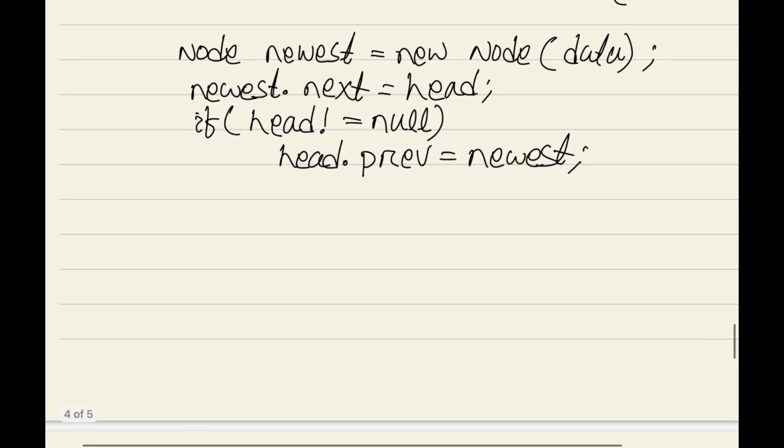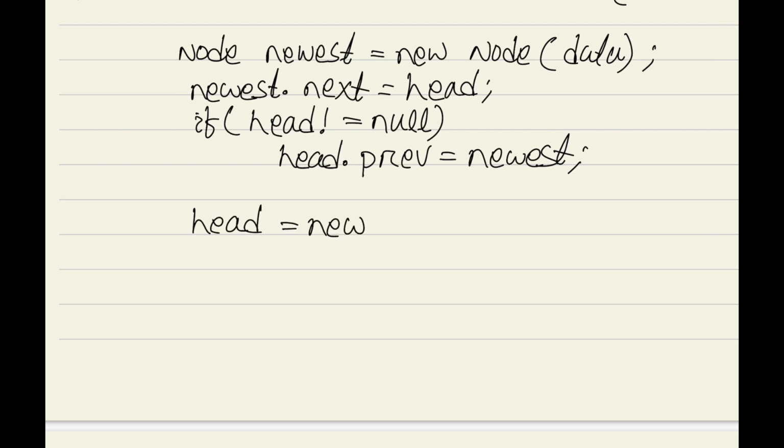Then what is the next step? In the next step we can update the head. Here we can update the head, and head is going to refer to the new node. So we can write head equal to newest. So this is the end of the method.